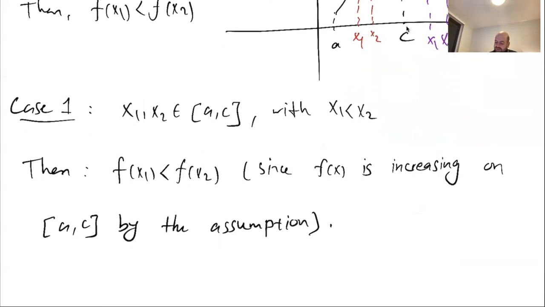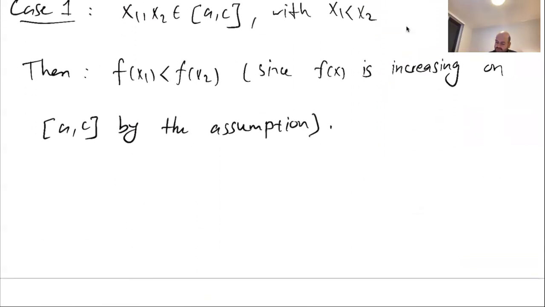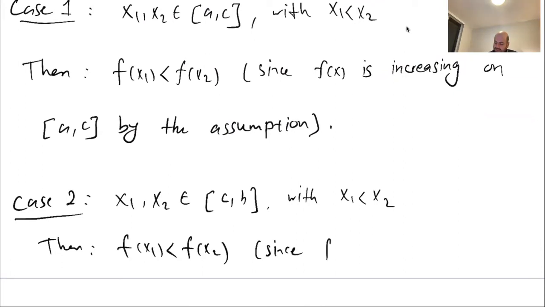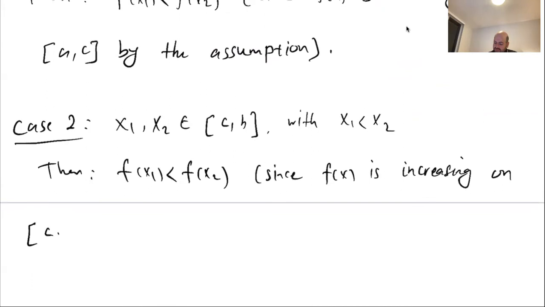What is the other possibility? So case two. x1, x2, both between C to B, again with x1 less than x2. Then again, we can say that f of x1 is less than f of x2, again since f of x is increasing on C to B by the assumption. So no problem in this case either, straightforward.